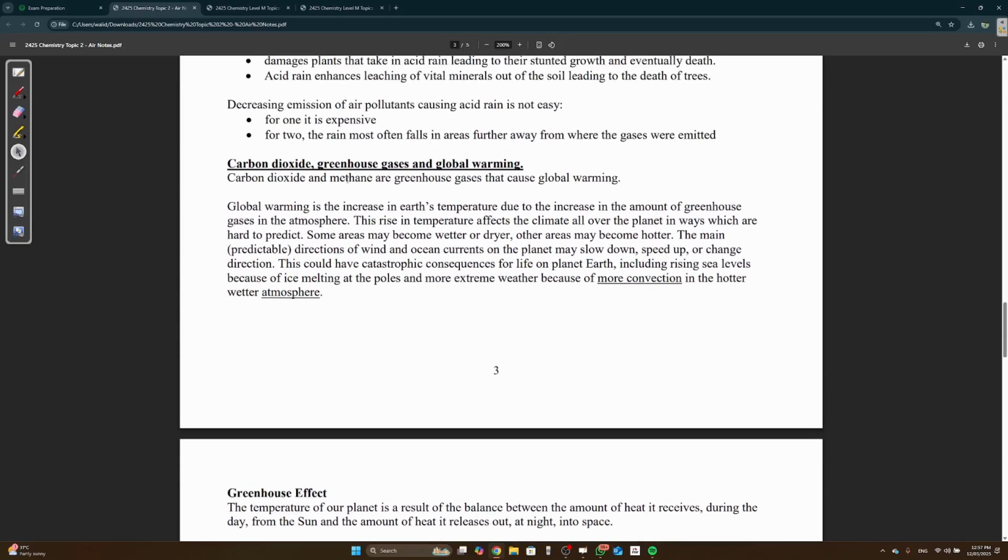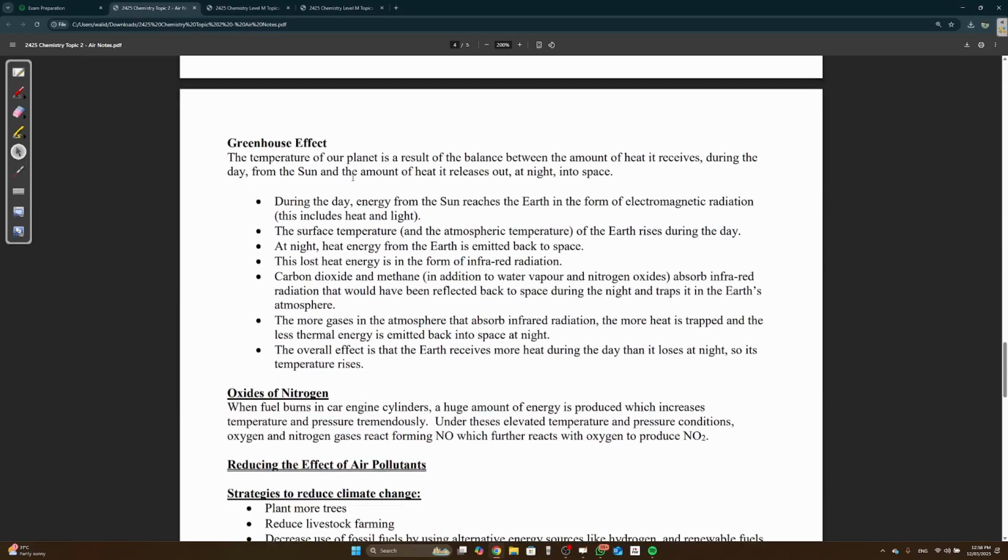Okay. Carbon dioxide, greenhouse gases, and global warming. Carbon dioxide and methane are the greenhouse gases. You should know this. Global warming is the increase in Earth's temperature. The rise in temperature effect. You can pause and read this if you want. Okay, I'm not going to read that. The greenhouse effect. The temperature of our planet is a result of the balance between the amount of heat it receives during the day from the sun and the amount of heat it releases out at night into space.